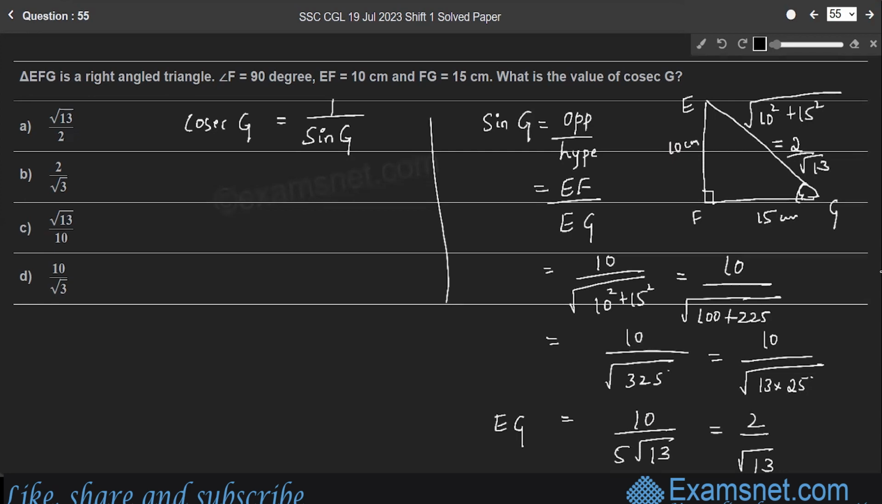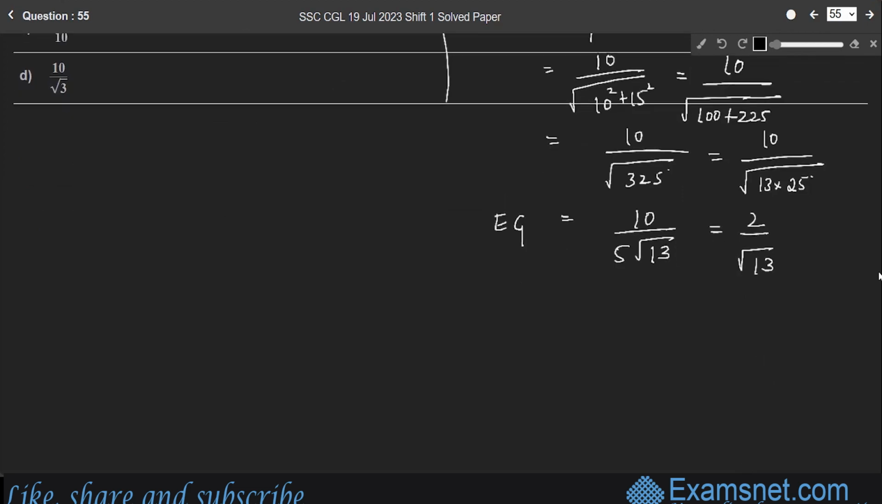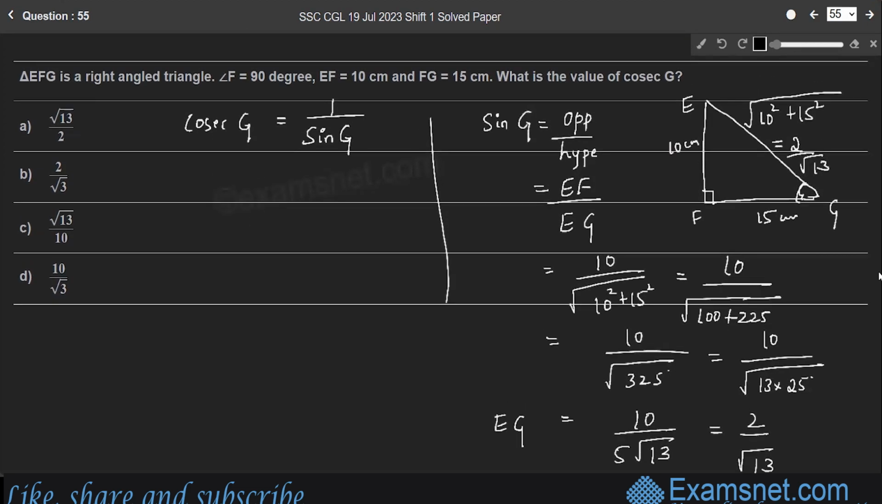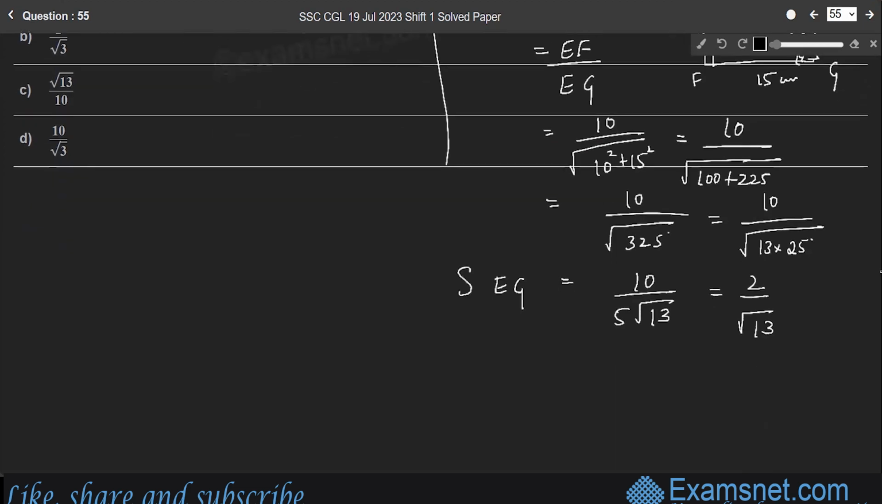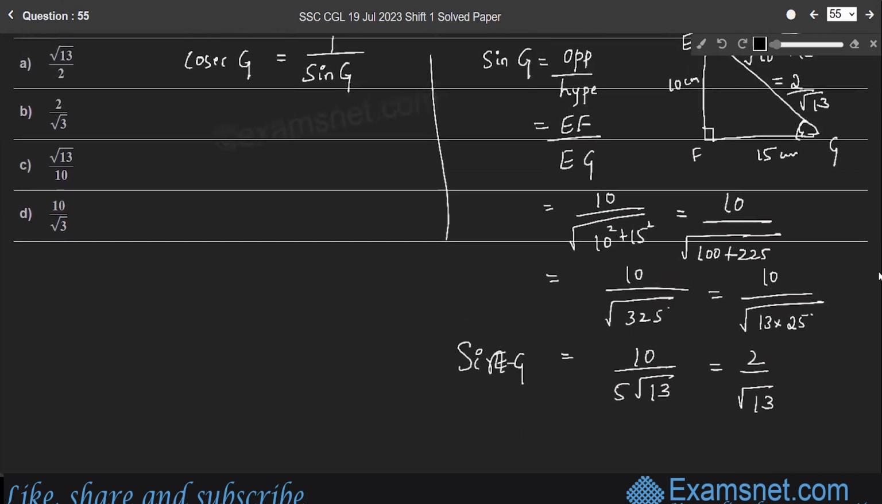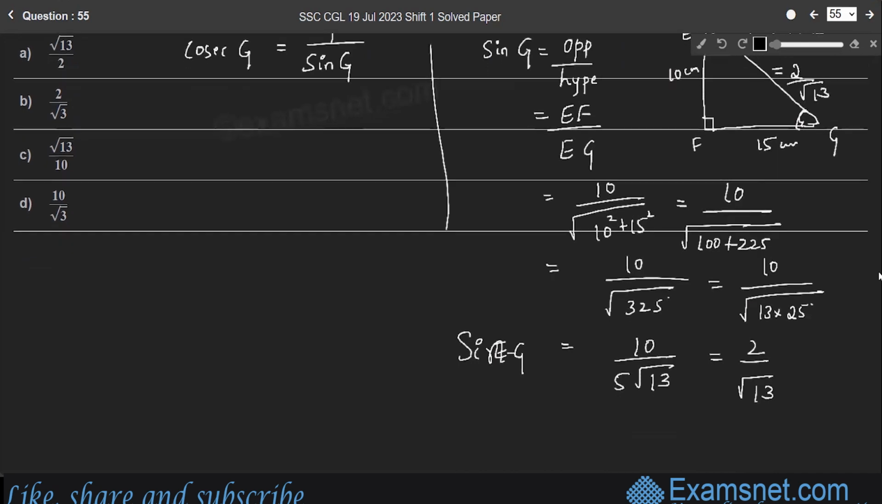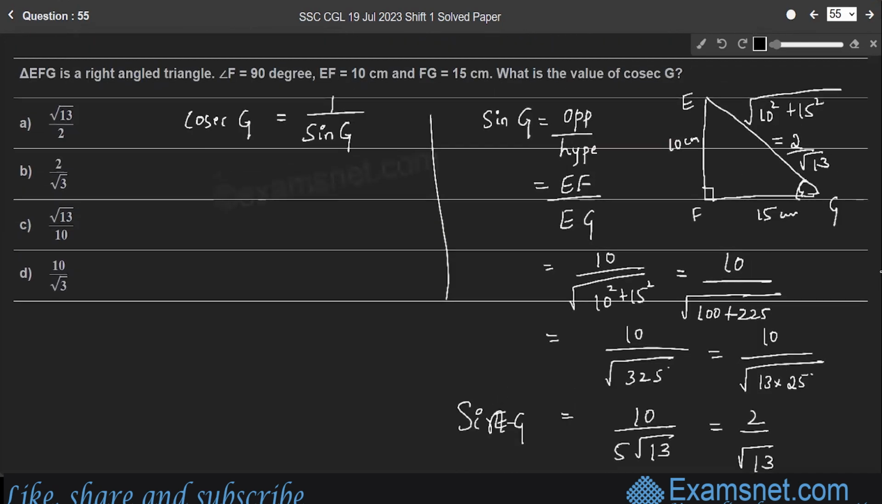Therefore, sine G. So what is sine G? Sine G is opposite by hypotenuse, which is 10 by 5 root 13, so sine G is 2 by root 13. Whereas EG is 5 root 13. Therefore, cosecant G is 1 by (2 by root 13), so root 13 by 2. Right? Option A is the right answer.